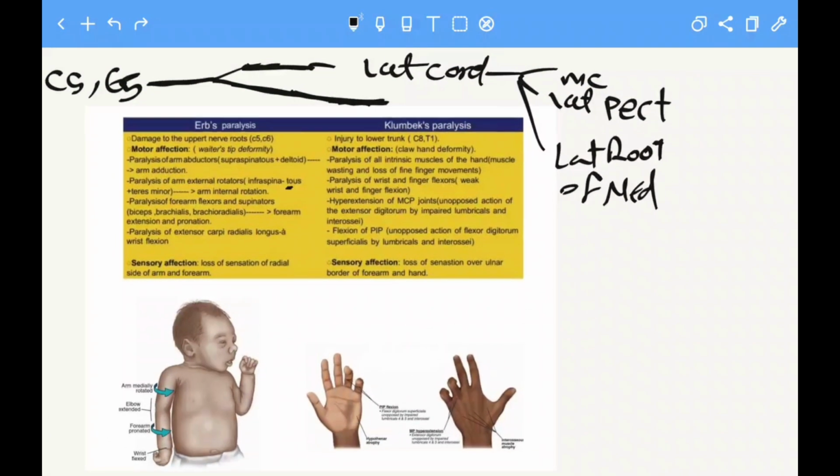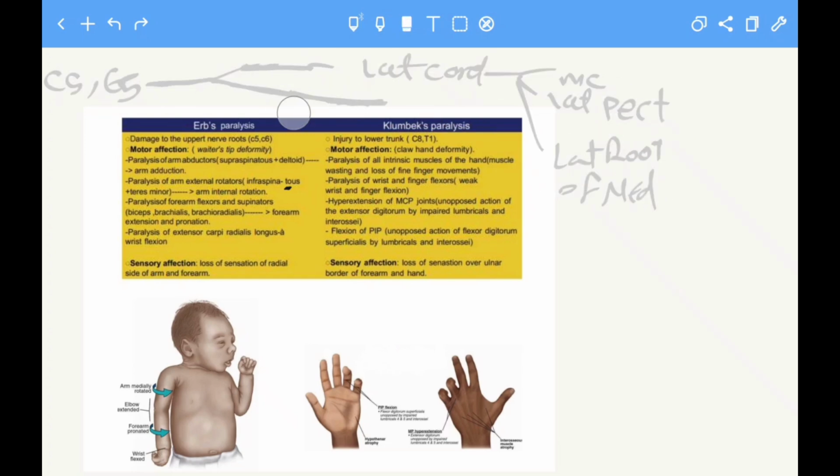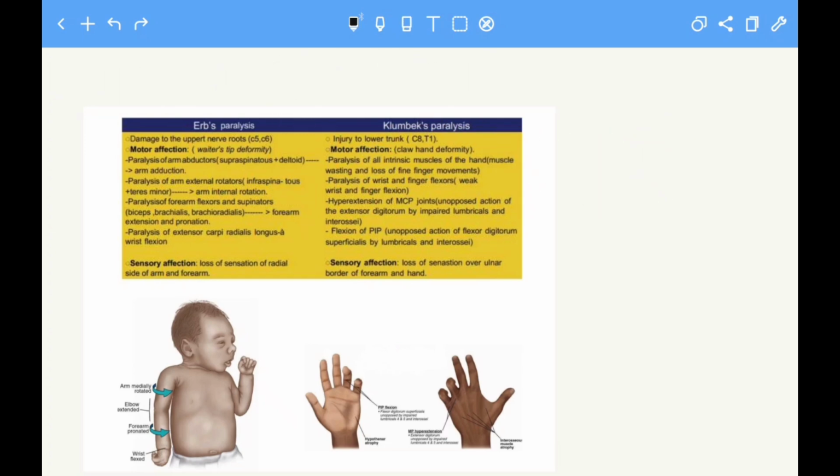Okay, let's talk about Klumpke. Klumpke occurs when there is injury of the lower trunk, which is C8, T1. Okay, there will be a motor affection, which is called claw hand deformity. Claw hand. This is claw hand. Okay.